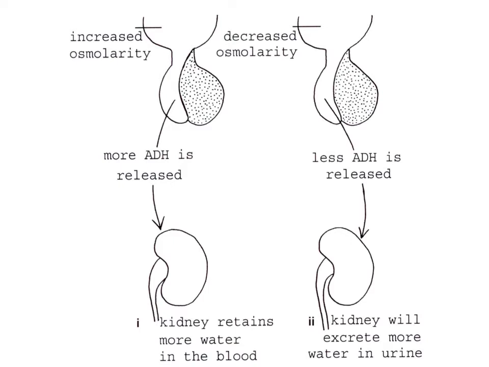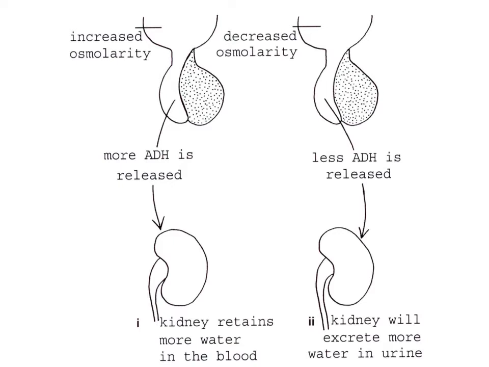And if there's less antidiuretic hormone, this kind of takes the brakes off the kidney and it frees the kidney to excrete much larger volumes of water. So the kidney will produce larger volumes of dilute urine. Left to its own devices, the kidney will produce about 20 litres of urine per day, unless it's inhibited by the antidiuretic hormone.